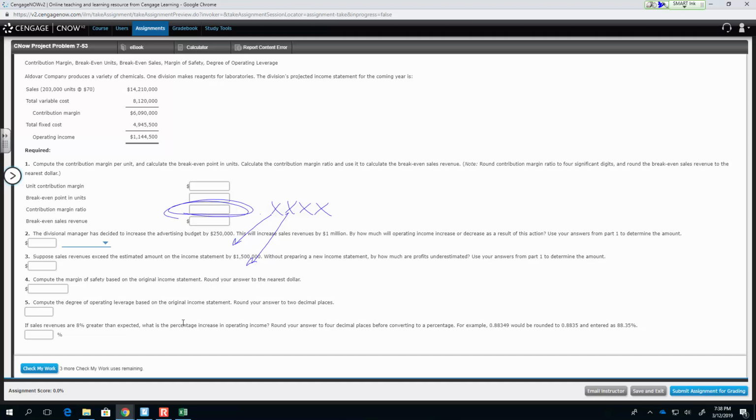If sales revenues are 8% greater than expected, what is the percentage increase in operating income? Yes. That's our DOL times the 8% you said? Yeah. I wasn't listening, Melissa. Yeah, 8%. Okay, thank you.